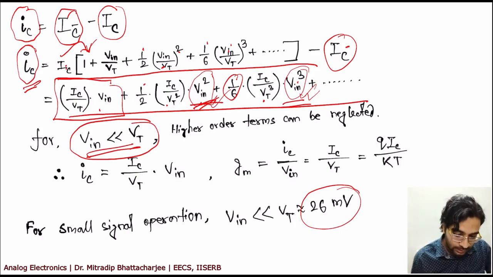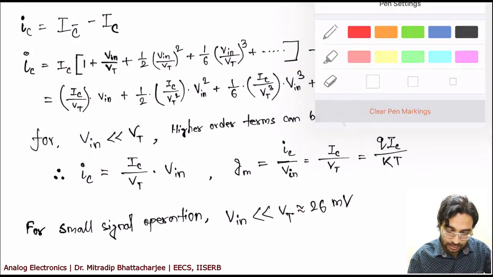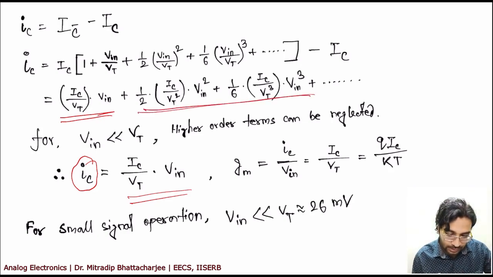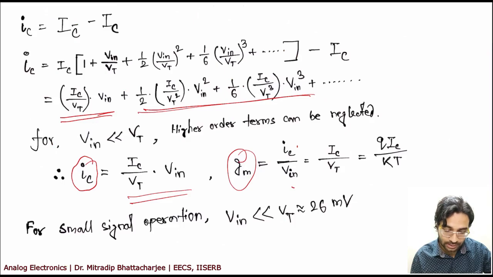Now let us see, if I_C is equal to the first term, the fundamental term, I_C by V_t into V_in, and these terms have been neglected, then your g_m is I_C by V_in, right? This is the formula of g_m, I_C by V_in. If you don't remember, go back to the previous, this is I_C by V_B, this is your V_in. So you have I_C by V_in. What is del I_C by del V? This is the AC component, so this is AC I_C by AC V_in. That is what you have written here.